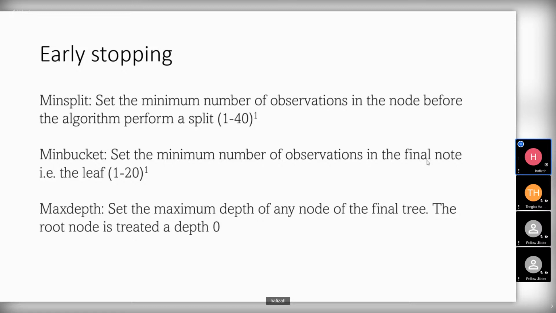Other than minsplit, minimum split, we can also control it by minbucket, where we set the minimum number of observations in the final node, the leaf. Okay, so this is what I know. I don't know what other methods there are. This one we try one by one, trial and error.